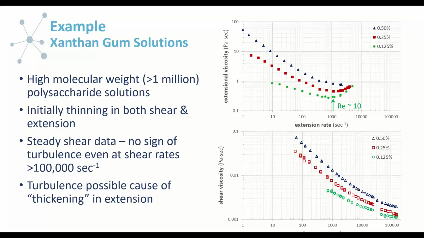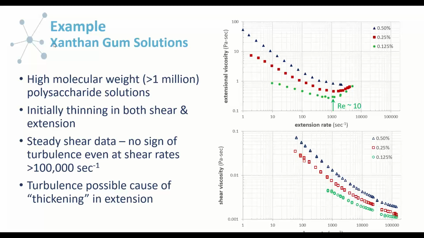So as I said, I don't have an example of turbulence in our standard flow channels. I don't think we've ever seen it. And if anyone's worked with our systems and you think you've seen it, definitely let us know. But I do have an example of turbulence in our extensional chip.